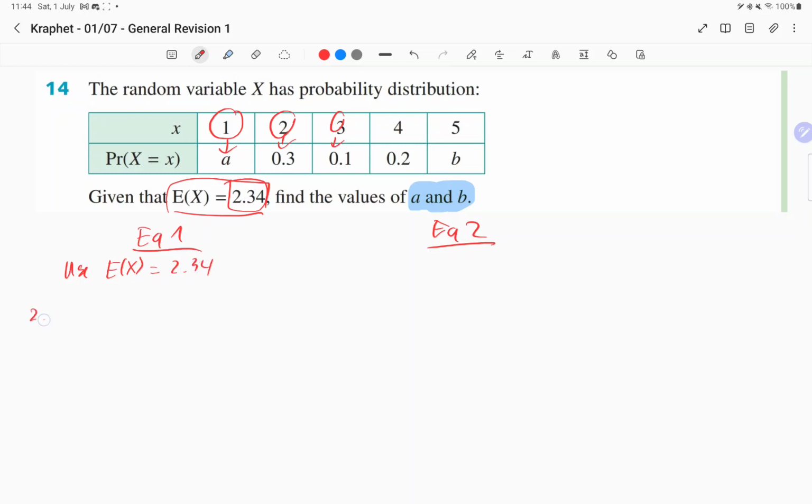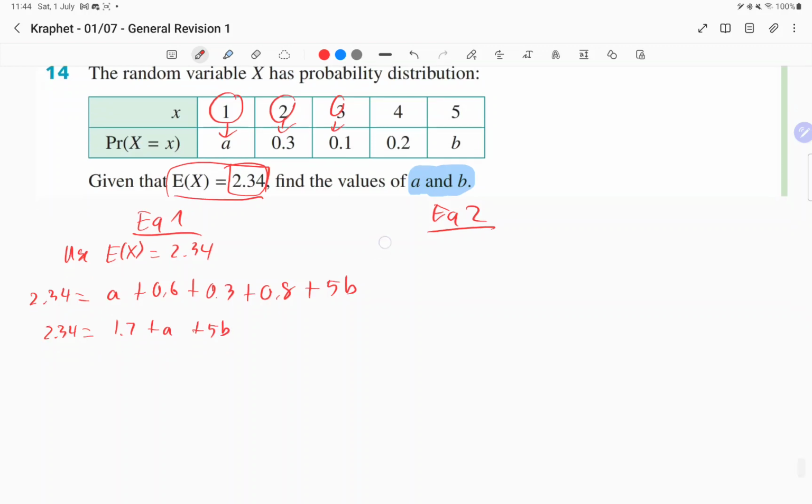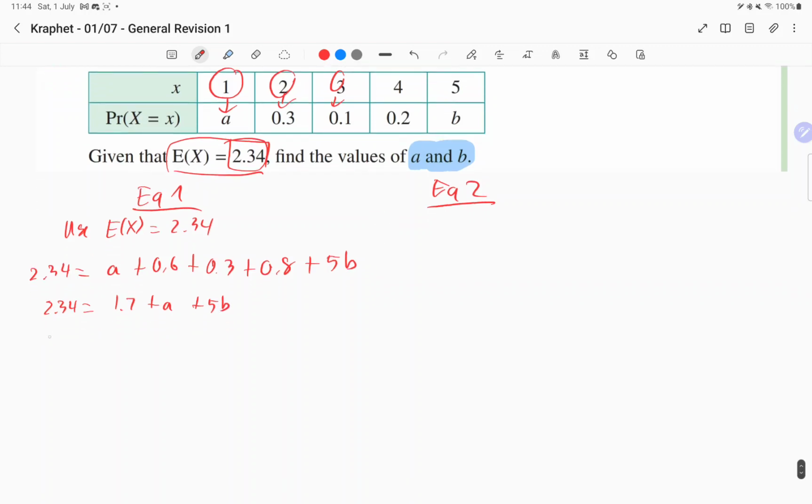Okay, so equation 1, use expected value equals to 2.34. So that would be 2.34 is equal to 1 times A plus 2 times 0.3 plus 3 times 0.1. So at this point, you gotta be able to do it fast. And then plus 5B. Alright, simplify. 2.34 equals to 0.9, 1.7, 1.7 plus A plus 5B. Take the 1.7 to the other side, subtract that. That will be 0.64 equals to A plus 5B.